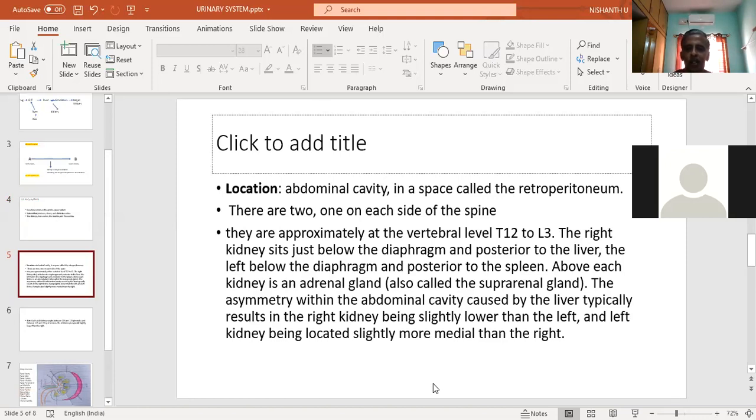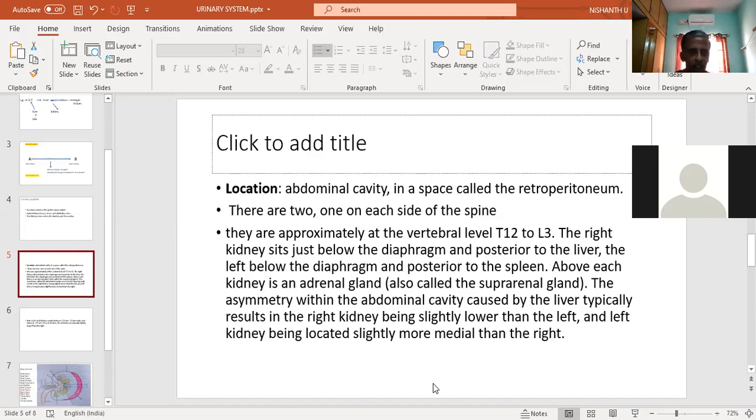They are approximately at the vertebral column level of T12 to L3. The right kidney is just behind and below the diaphragm, and at the backside of the liver. Repeat again, the right kidney is just behind the liver and below the diaphragm, and the left is below the diaphragm and posterior to the spleen. So both are below the diaphragm, but one is behind the liver and the left kidney is behind the spleen. On the surface of each kidney the adrenal gland is present, also called the suprarenal gland.